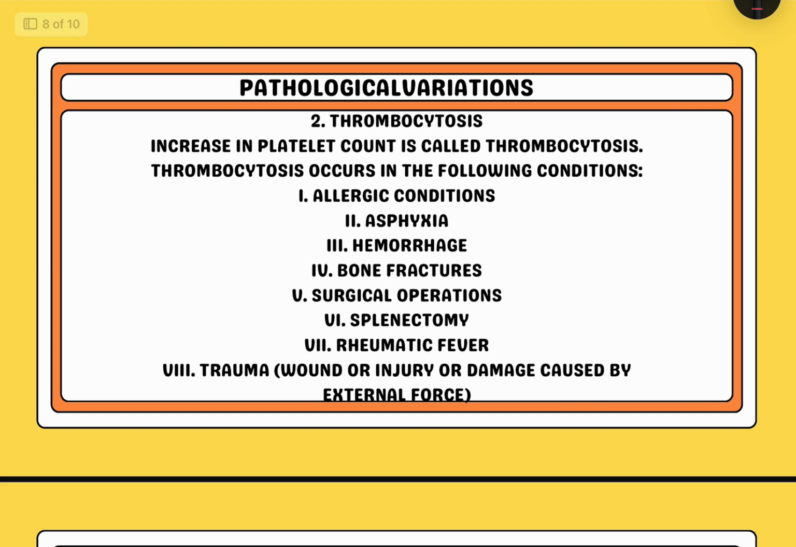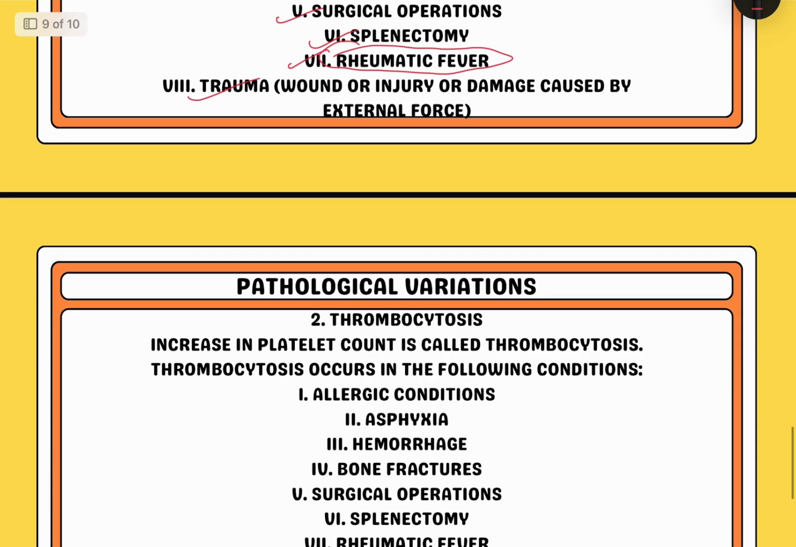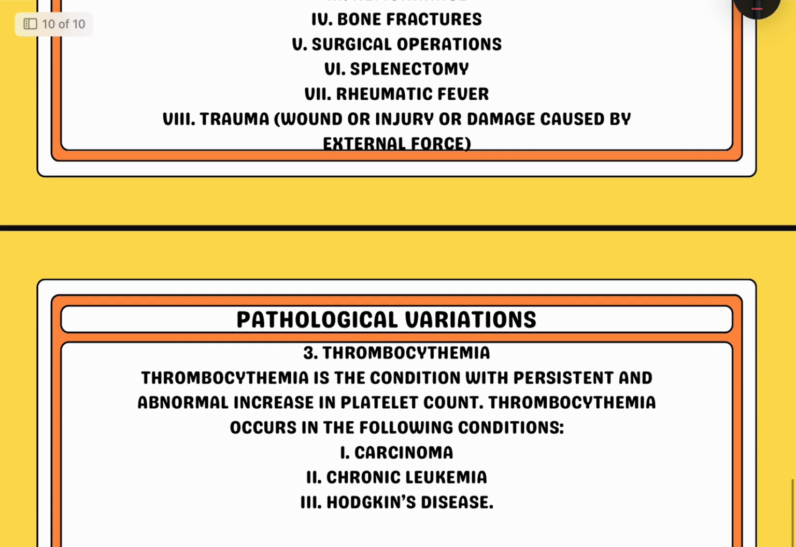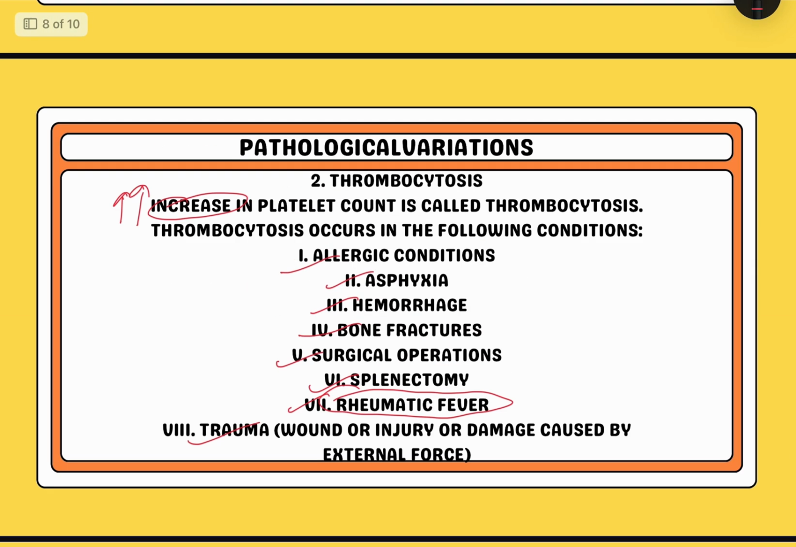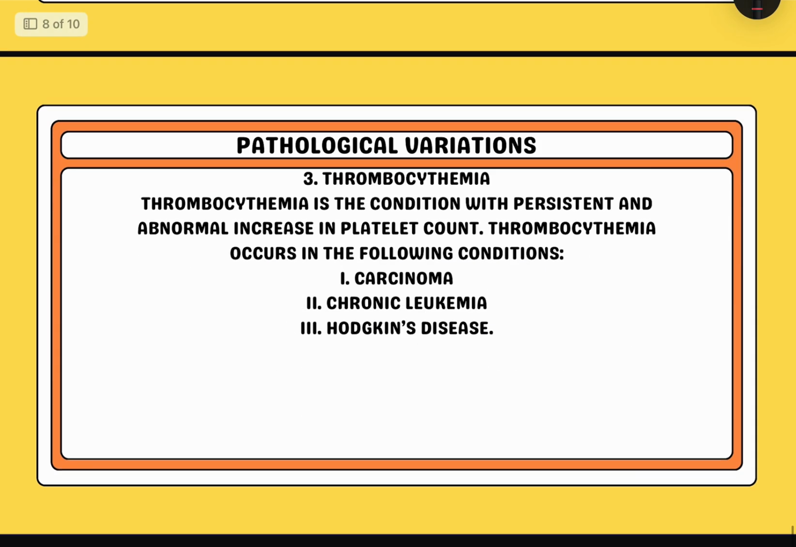Next, thrombocytosis. It is just the reverse of thrombocytopenia, except here there is an increase in the platelet count. So thrombocytosis occurs in the following conditions: allergic conditions, asphyxia, hemorrhage, bone fractures, surgical operation, splenectomy, rheumatic fever, this is very important, and trauma. So these are the conditions where there is an increase in the platelet count, which is often referred to as thrombocytosis.